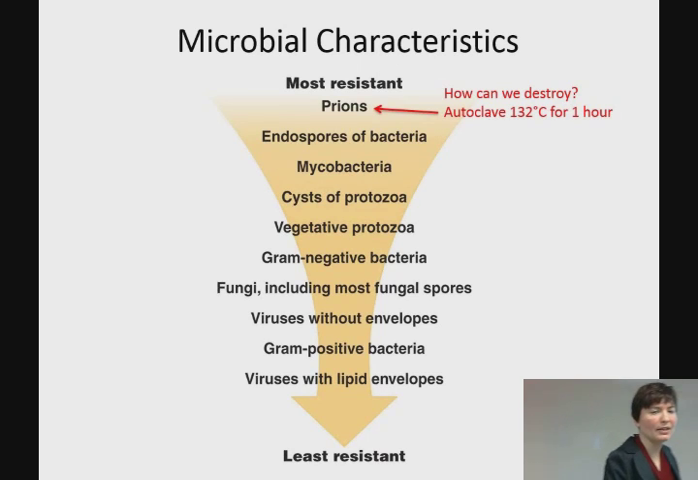Okay, how do we kill prions? We have to use an autoclave for an unusually high heat, 132 degrees for an hour, versus how long and what temperature do we typically use for autoclaving things when we're not trying to kill prions? 120 for 15 minutes. Yeah. Or a little longer if we have a big load.